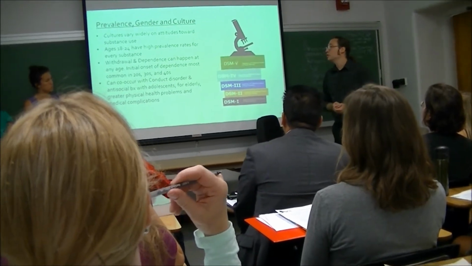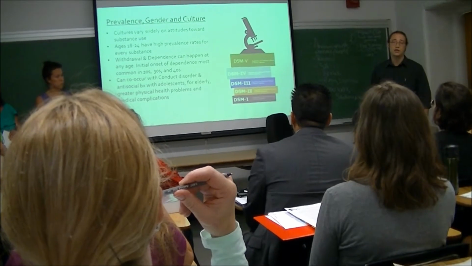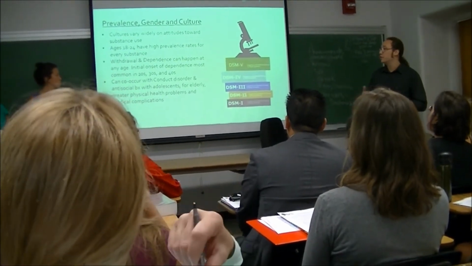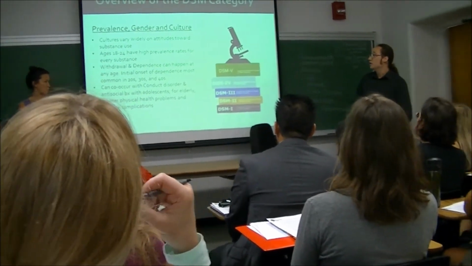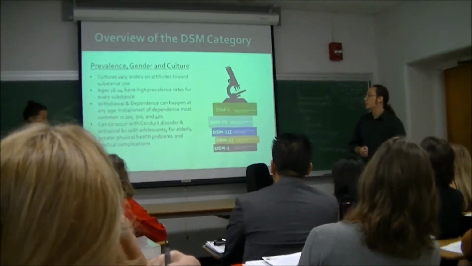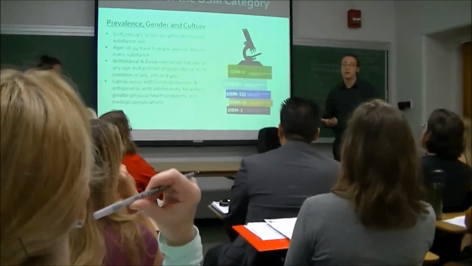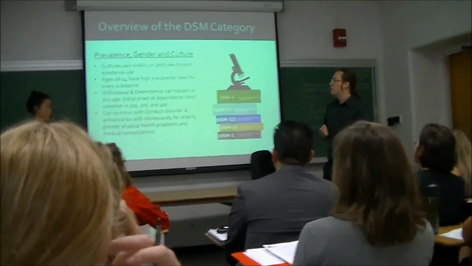Prevalence, gender, and culture vary widely across the board between how cultures look at different substances. Certain substances are perfectly legal, whereas others are not. Highest prevalence is in the younger ages. It varies from drug to drug. Dependence can happen at any stage, but generally happens earlier in life, in the 20s, 30s, and 40s.